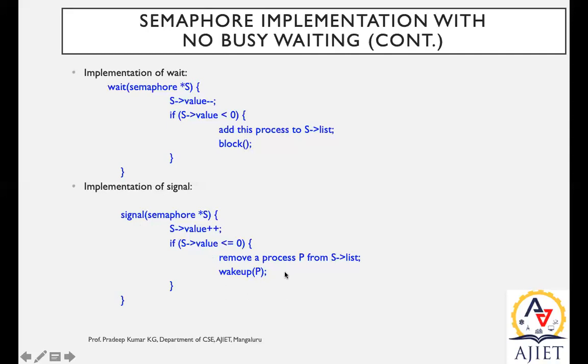If the value is incremented by 1, then we're supposed to remove a process from the list. One process should be removed from the queue. So when we say queue, it is first in, first out. Say we have P1 and P2 processes, with P1 already in the queue and P2 also already in the queue.